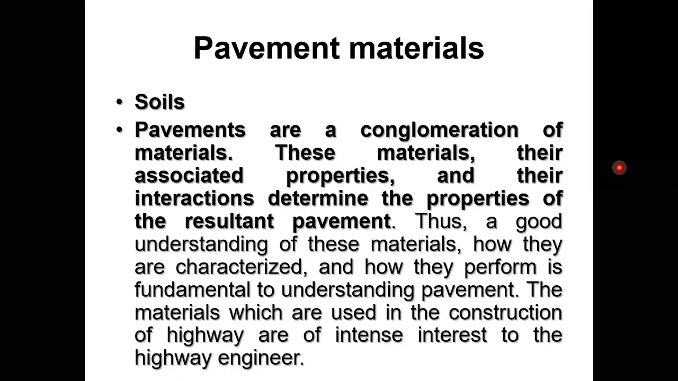So from last class, we got to know the few main important materials which are used for the construction of the road. For example, soil, aggregates, and bitumen. So these are the three major materials. So now in this class, we are going to start studying about those materials. So once again, we'll start with the soil first.